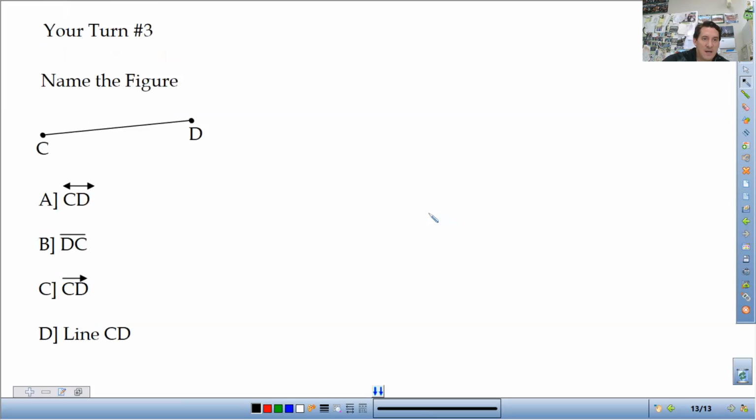And now last, name this figure. I'll give you a second. You can pause the video to look at it. All right, this one right here is segment DC. This is line CD. This one doesn't have arrowheads, so it can't be A because that is line CD. This is ray CD. It's not extending past in one direction here, so it can't be ray CD. Line CD here doesn't work because again, this is just a segment. And notice how it's segment DC and not segment CD. Again, it doesn't matter. You could have it as segment CD, or if you wanted to write it, the order for a segment does not matter. This could also be segment CD.